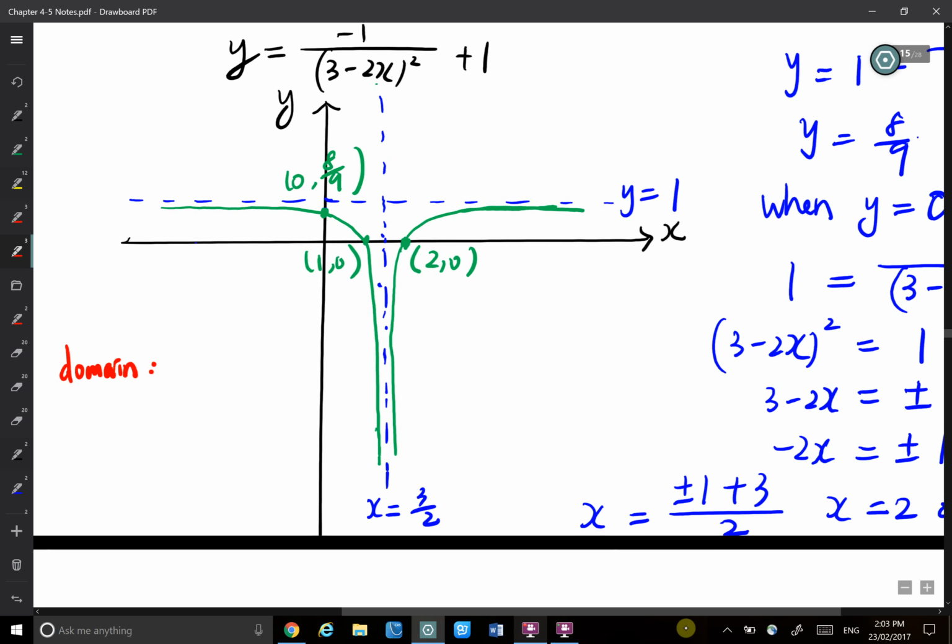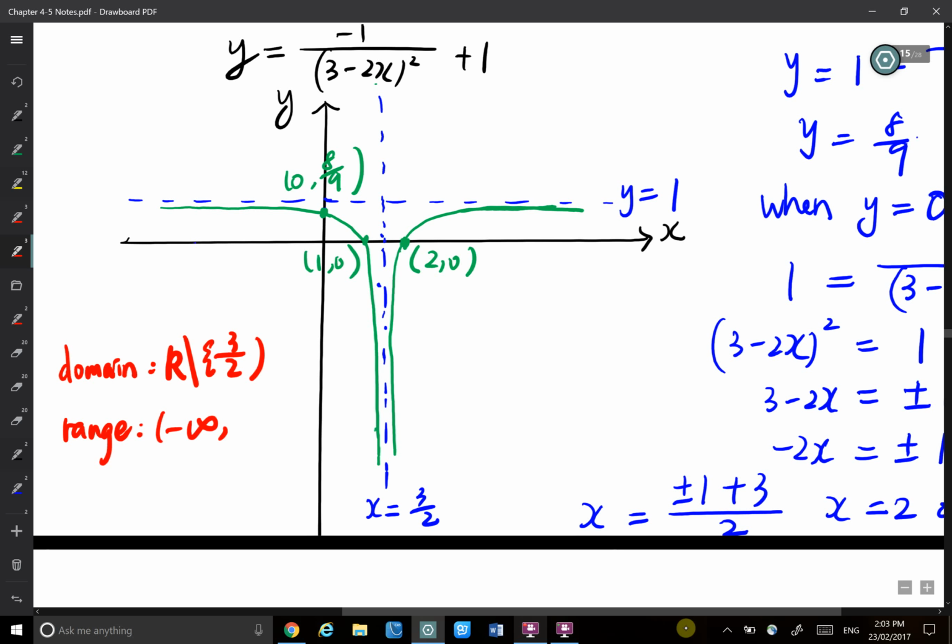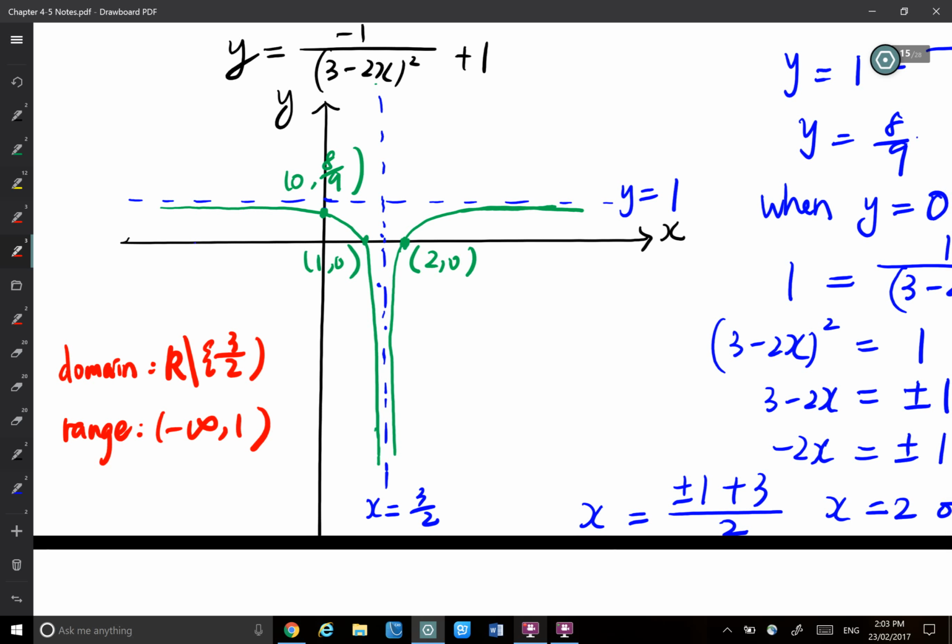So we talk about the domain. The domain is all reals except 3 over 2. And have a look at the range. The range is everything below 1, so it's negative infinity to 1 with a round bracket. Everything below 1 is possible to take.